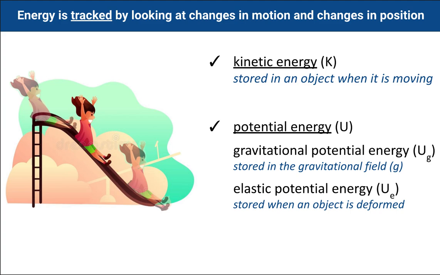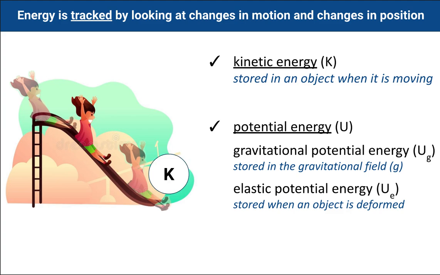These sorts of ideas of potential energy all have to do with where an object is, what its position is. Kinetic energy has to do with how fast something's moving. Those are the two main ways of describing an object's motion within the mechanical world.